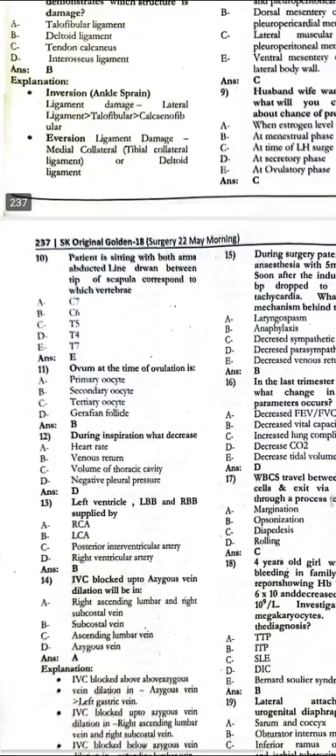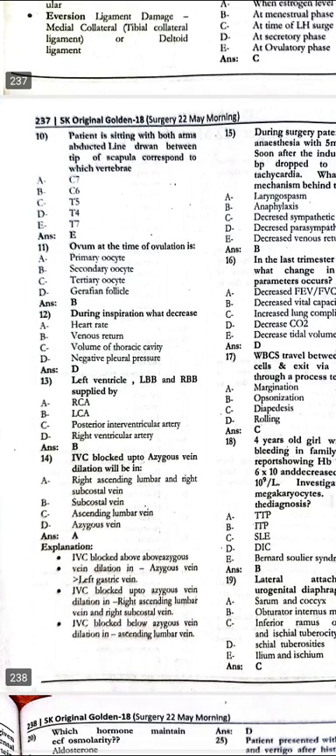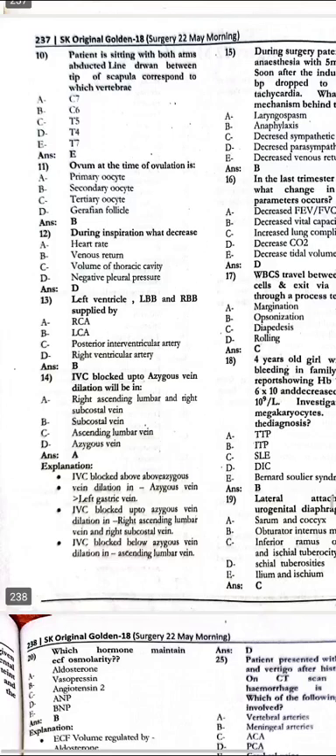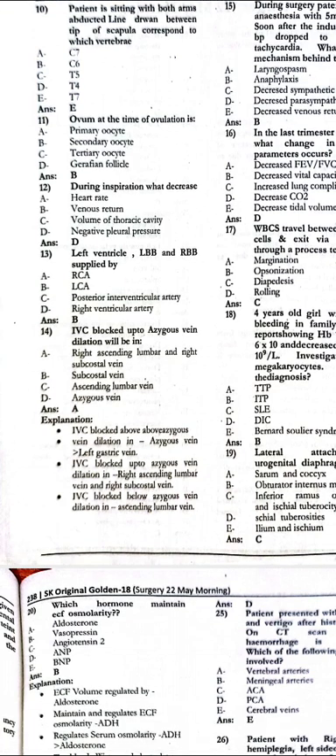The patient is sitting with both arms abducted; a line drawn between the tips of the scapula corresponds to which vertebra? That is T7. During inspiration, which decreases? That is the negative pleural pressure. The left bundle branch and right bundle branch are supplied by the LCA, the left coronary artery. The IVC is blocked up to the azygous vein. Dilation will be in the right ascending lumbar and the right subcostal vein.